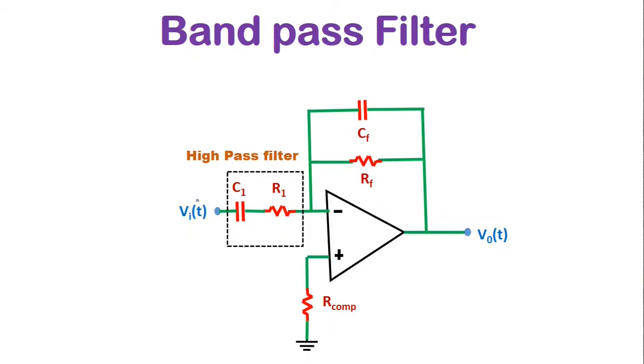This is the high pass filter, consisting of two components, capacitor C1 and resistance R1, and the other circuit is a low pass filter which consists of resistance RF in parallel with capacitor CF. So this high pass filter and this low pass filter in cascade is equal to a band pass filter.